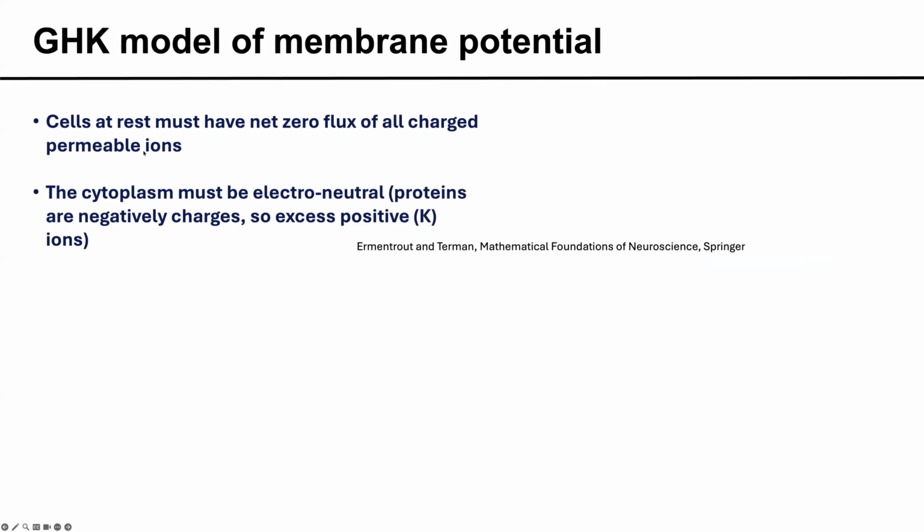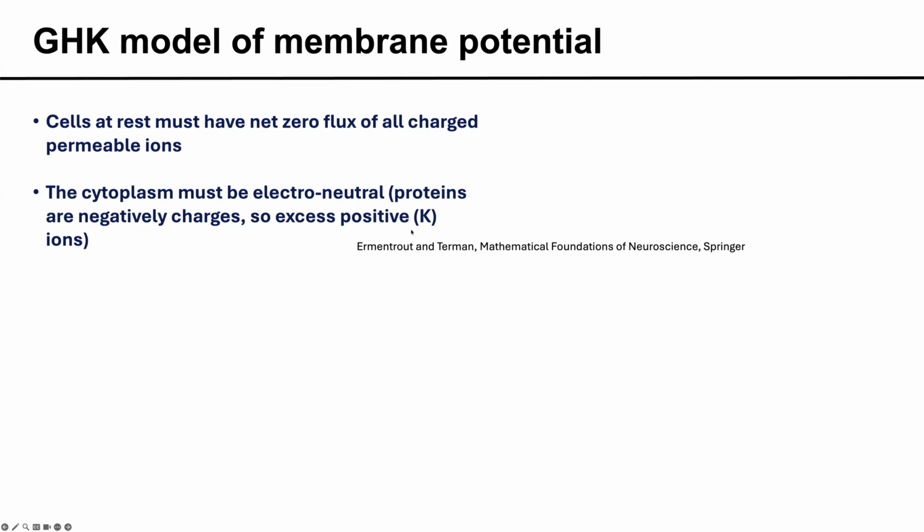So there is a biophysical model of membrane voltage, the so-called Goldman-Hodgkin-Katz model of membrane potential. This follows a couple of different assumptions. One is that a cell at rest must have net zero flux, right? So the total flux of potassium is zero, and the total flux of sodium is equal to zero at rest. And also the cytoplasm must be electroneutral. In other words, I don't have positive or negative charges in the cytoplasm.